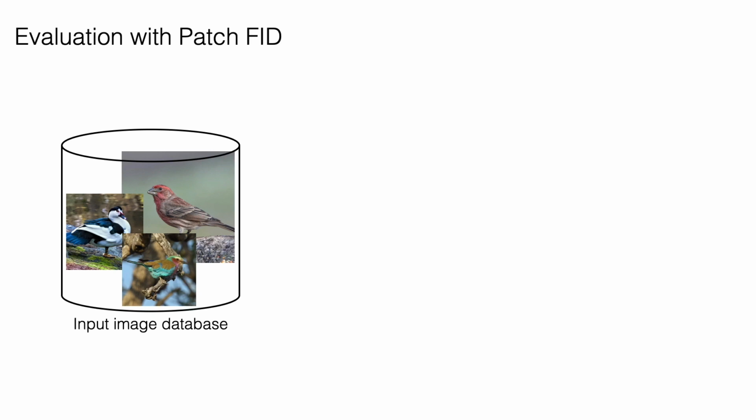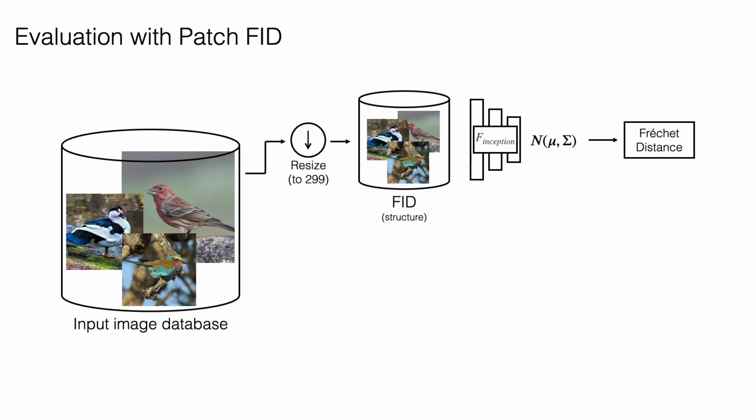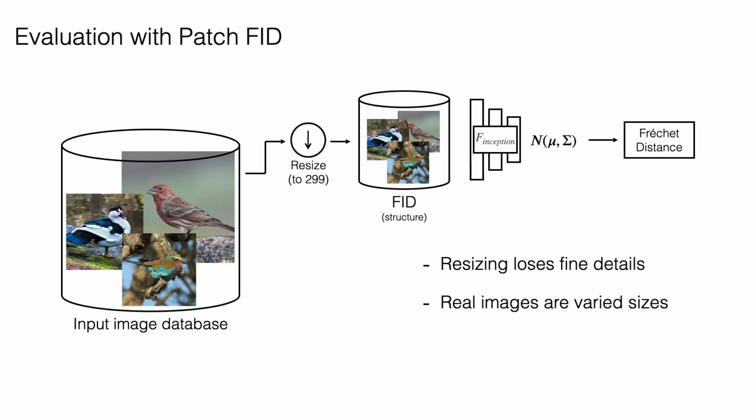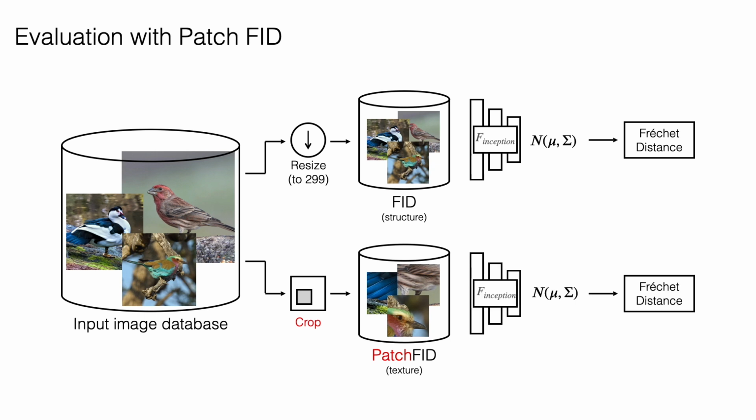Next, to evaluate synthesis quality, typically images are evaluated using FID, which resizes all images to a common size to capture global structure before computing inception features. But this resizing operation loses high-resolution details, and our input images are not all the same size. Instead, we propose to sample random crops from the input images, which we call patch FID to capture texture, prior to the standard inception pipeline.